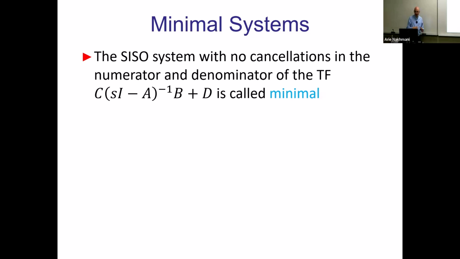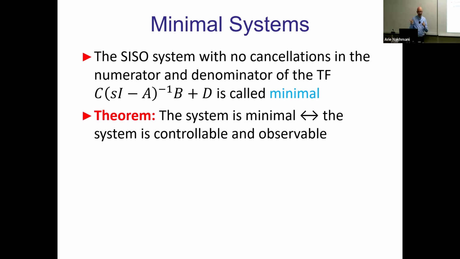So before we get to these interesting questions, I want to define minimal systems. Minimal systems are systems where you have no cancellations between the numerator and denominator of the transfer function. You don't have any zeros and poles which are canceling. This is a minimal system. So this representation will be both controllable and observable. If the system is minimal, it is controllable and observable. It's very important to remember.